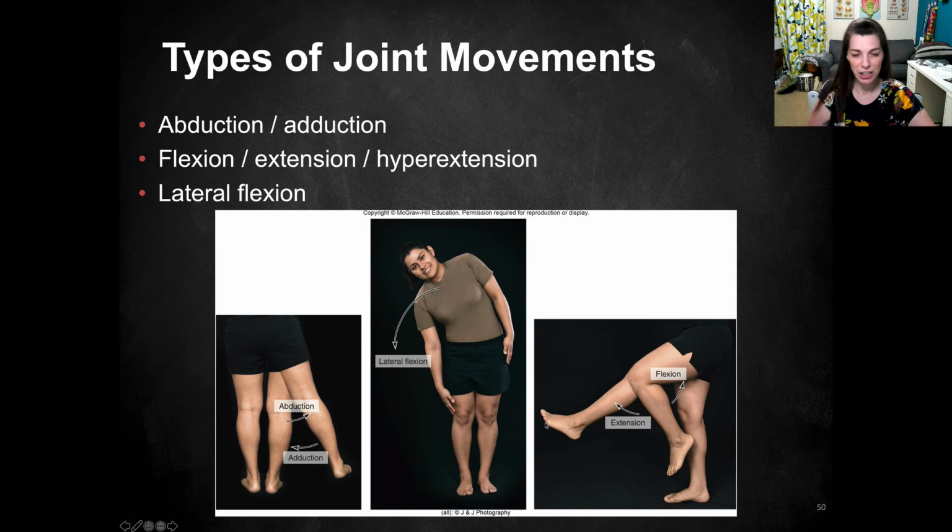So abduction would be like moving out, like moving your leg out to the side is abduction. Adduction is pulling it back in. Lateral flexion would be like bending at the side, right? But you could also have flexion and extension of your leg. So you can flex your leg, you can flex your arm, you can extend your arm. You could hyperextend your arm. That'd be gross. Let's not do that, right?